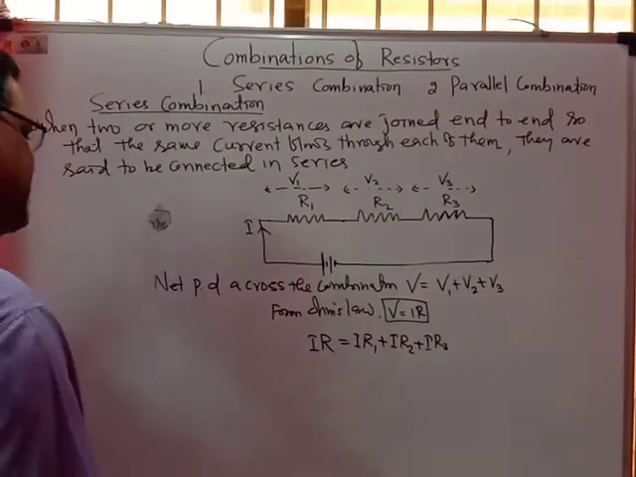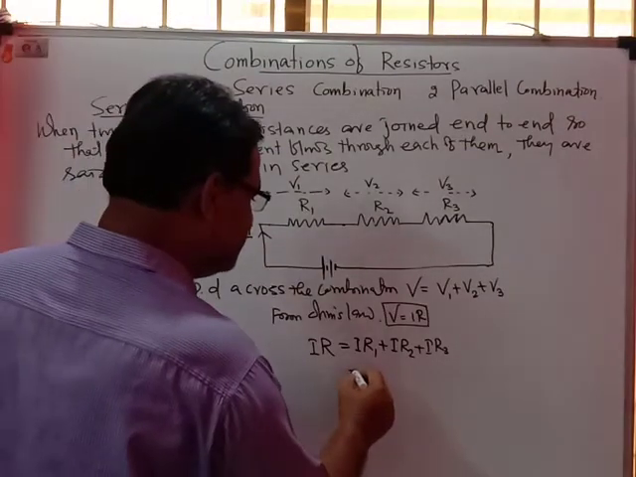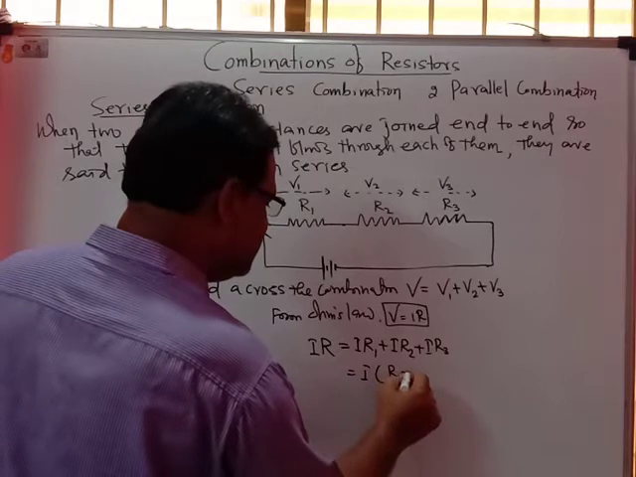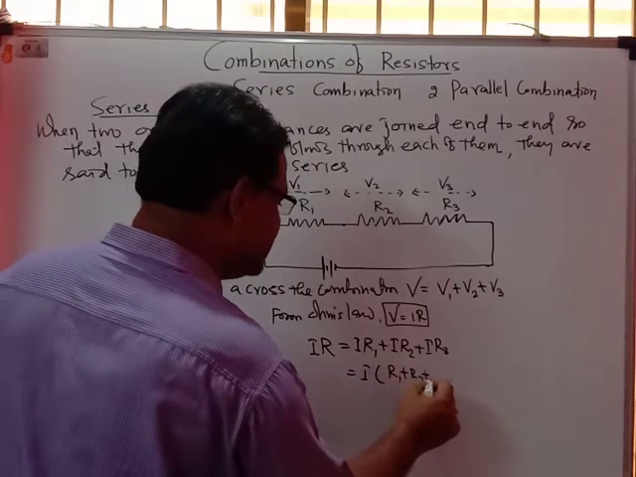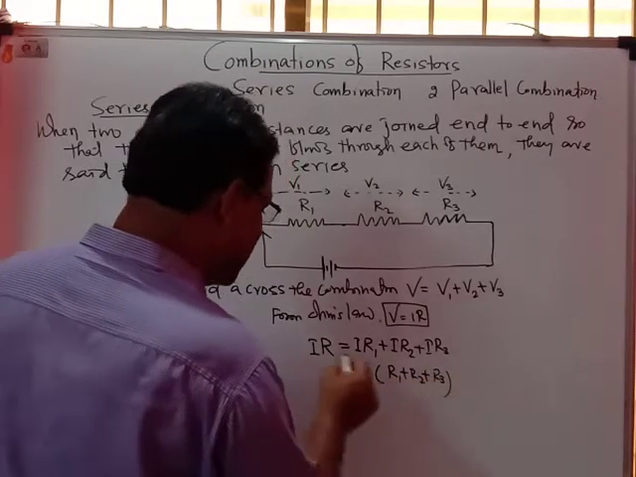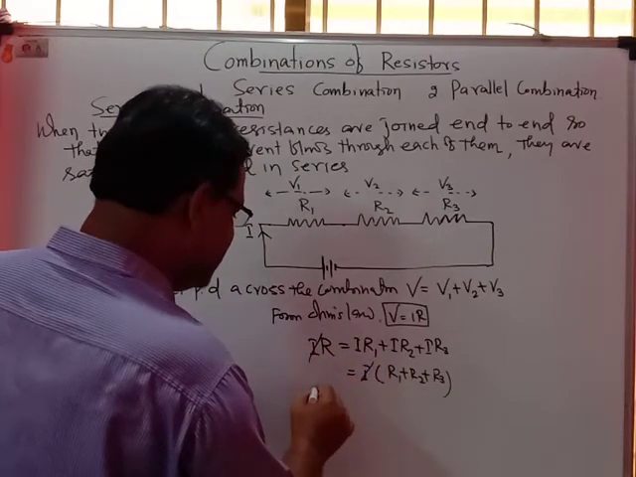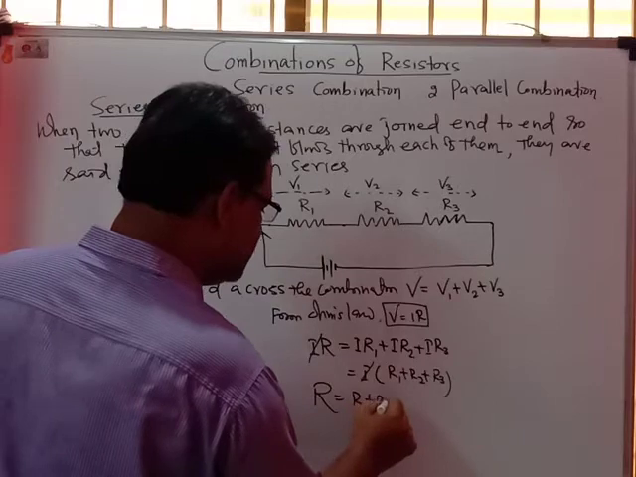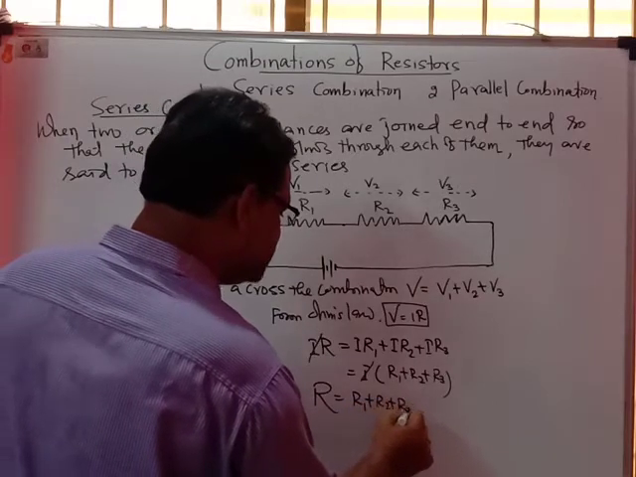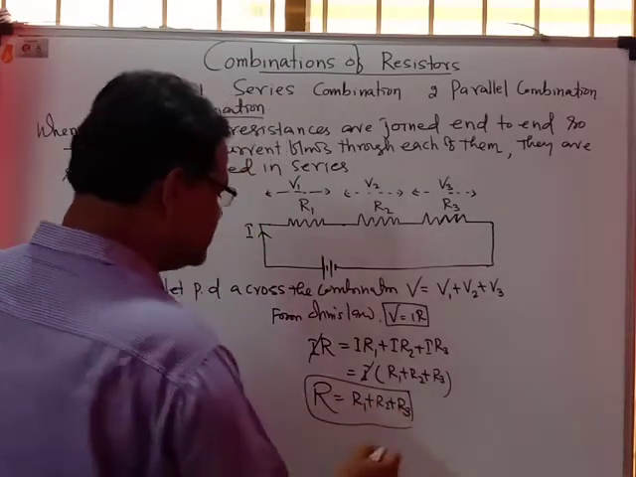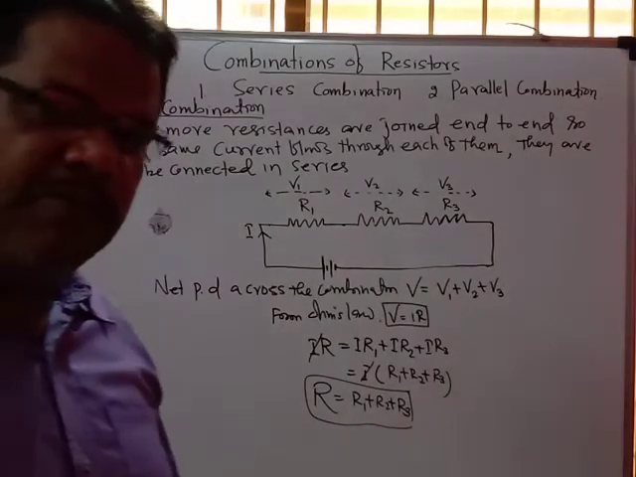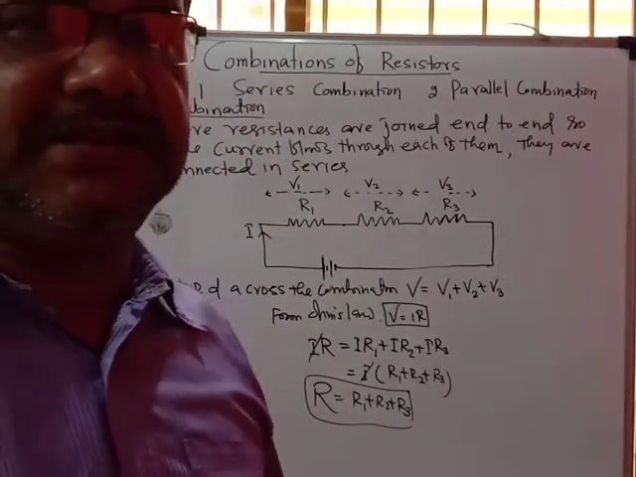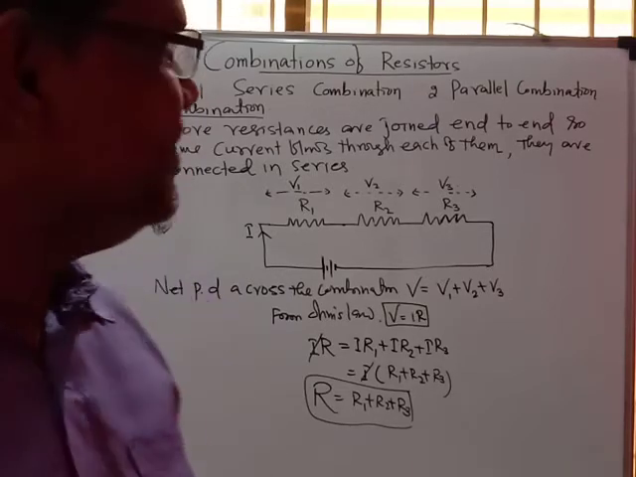So what happens here? I is taken out, so the remaining is R1 plus R2 plus R3. And this I cancels, remaining R equivalent equal to R1 plus R2 plus R3. So it is the equivalent resistance. What is the equivalent resistance? The equivalent resistance is equal to the sum of the individual resistances connected in series.